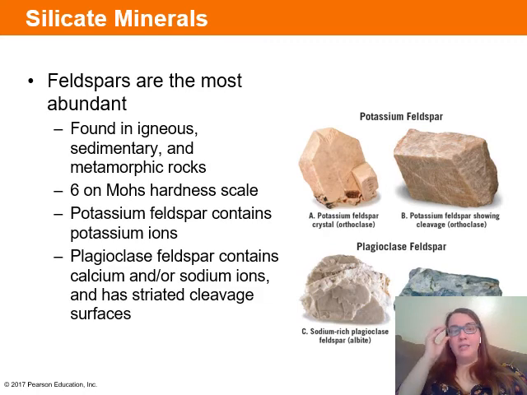So these slides are going to go over a lot of details about these individual minerals. I'm going to tell you what I think are the most important parts. So feldspars, these are the most common types of silicates. Again, it makes up over half of our crust. But the important thing to know about feldspar is that we're going to find them in all three types of rocks: in igneous, sedimentary, and metamorphic rocks.